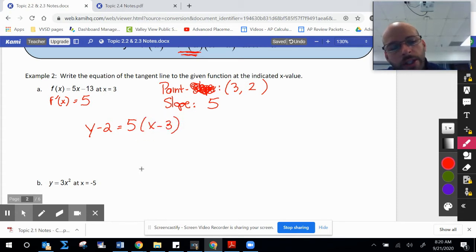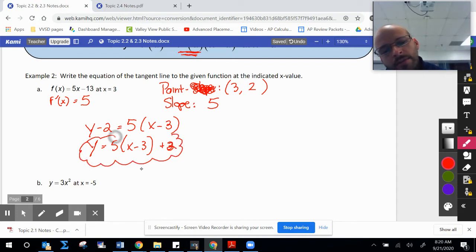Now, in order to receive full credit on an AP exam, we do want to make it y equals. So you can leave it as this. Oops, that should be a 2. You can leave it as that if you want. You do not have to simplify any further. We just have to get y all by itself. Or you're welcome to distribute, okay? I mean, you should know how, just in case it's a multiple choice.